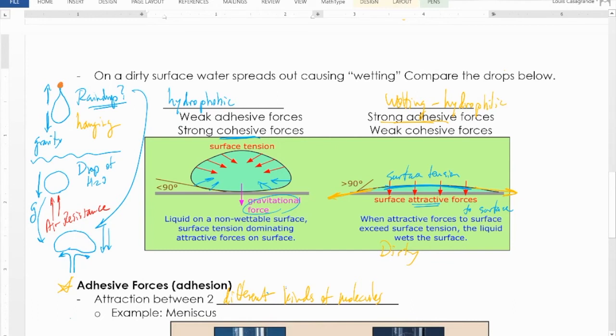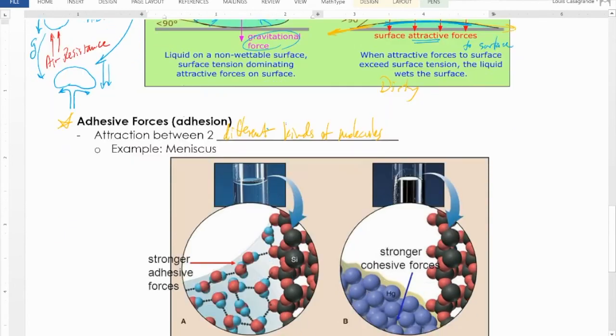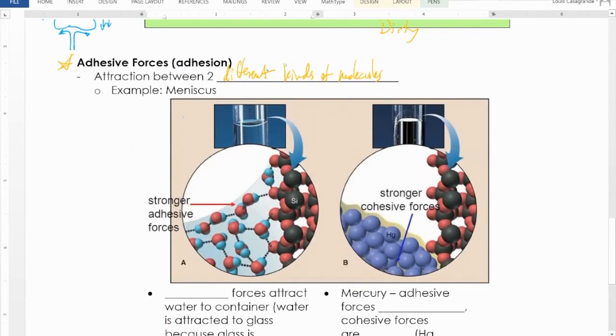All right, so we've got this concept of adhesive and cohesive forces and wetting surfaces. Strong adhesive forces are going to allow a liquid to wet a surface, and weak adhesive forces are going to prevent wetting of the surface. And so we can look at the meniscus formed by two different liquids in a test tube to see how that works. With water, water has strong adhesive forces to the glass.